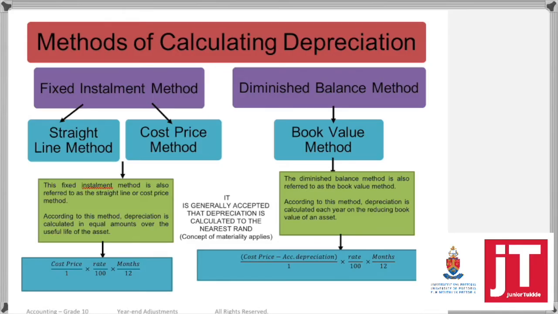When we calculate depreciation, we have two methods: the fixed installment method or the diminished balance method. You can also refer to the fixed installment method as the straight line method or the cost price method, and the diminished balance method is sometimes referred to as the book value method.